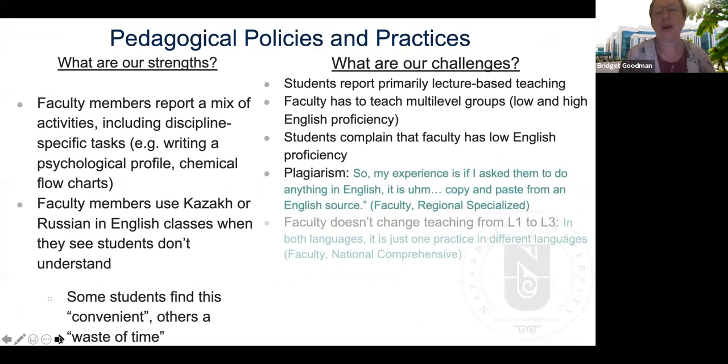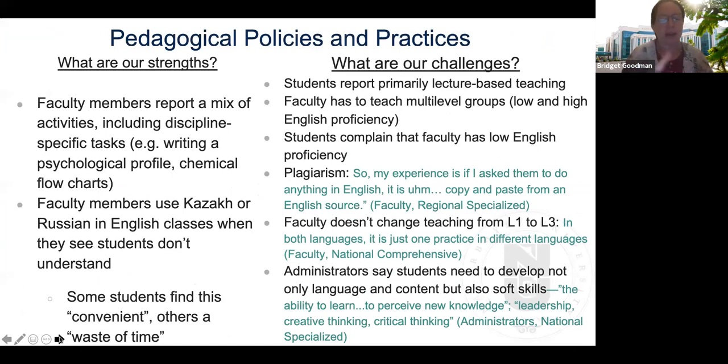In terms of pedagogical policies and practices, as I said, we had these 4 factors: pedagogical, linguistic, structural, and cultural. For time, we're only focusing on pedagogical and structural here, because that's where a lot of the challenge is. The faculty members, the teachers tell us, oh, we do a range of activities. We use different genres that are specific to the discipline. If it's a psychology class, they write a profile. If it's a chemistry class, they write a flow chart. The teachers are very willing to switch to Kazakh or Russian in classes designated for English if they see the students don't understand. So even though the official policy is English in these universities, the faculty members look into students' eyes and adjust their language use based on the perceived proficiency of their students.